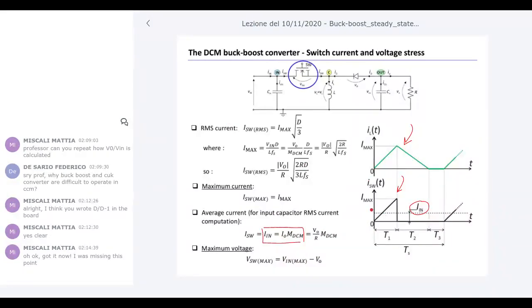Root mean square value, you can compute this root mean square value by applying the definition. So square this waveform. When you square this waveform, you get something like this.